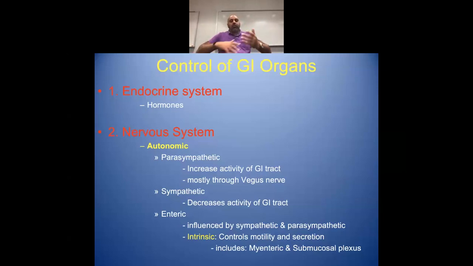So the enteric system, that's the gut. That's what we're talking about. There is an effect on motility, so movement. There's effect on secretion. We would be secreting during the parasympathetic time. And then, like I mentioned, the myenteric plexus for movement, submucosal for stimulation of secretions.